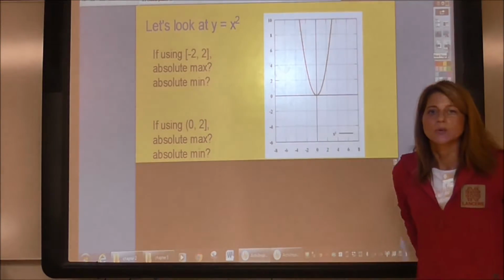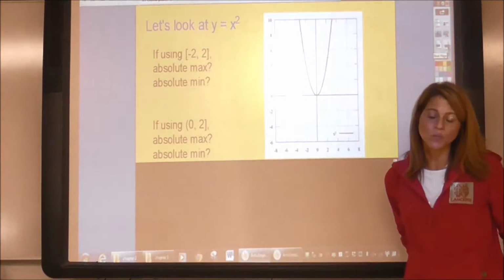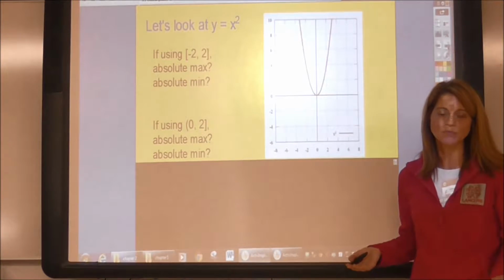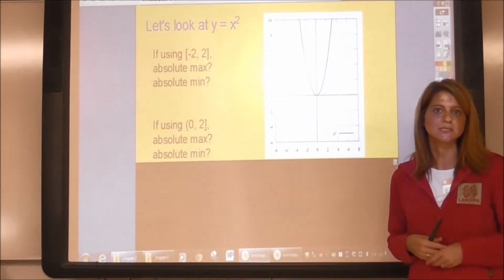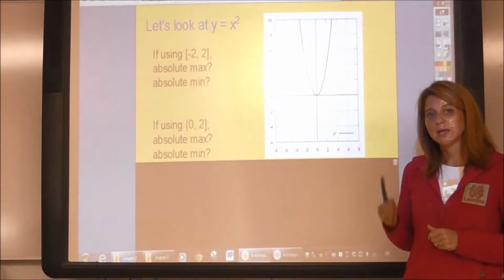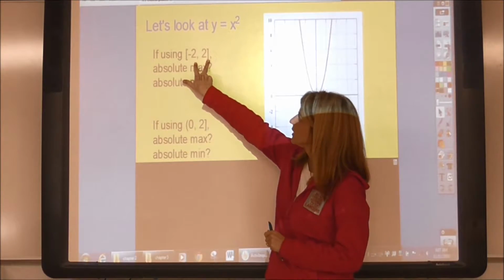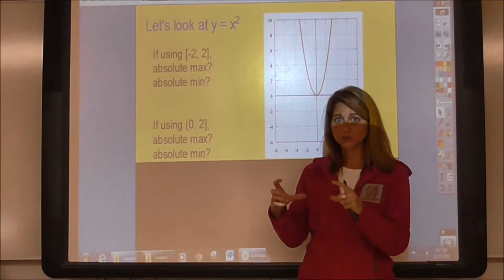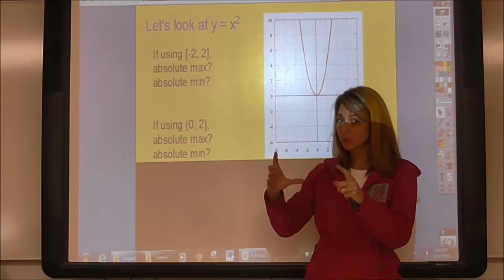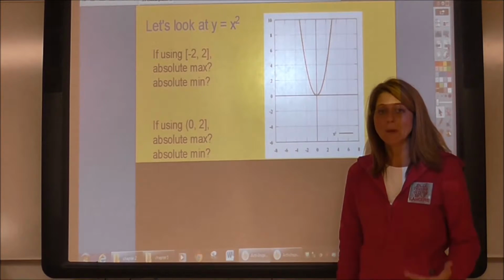Okay, so we're going back and thinking about maximums and minimums. If I have my graph of y equals x squared, you know that this graph really goes on forever. I don't have the arrows at the top of this parabola, but you know that this parabola does extend upwards forever. It says, if I am using the interval -2 to +2, do you notice it has brackets here? So this is not a point, this is an interval. We're going from x equals -2 to x equals +2, brackets. So it's including those numbers, right? What's the absolute maximum value and what's the absolute minimum value?